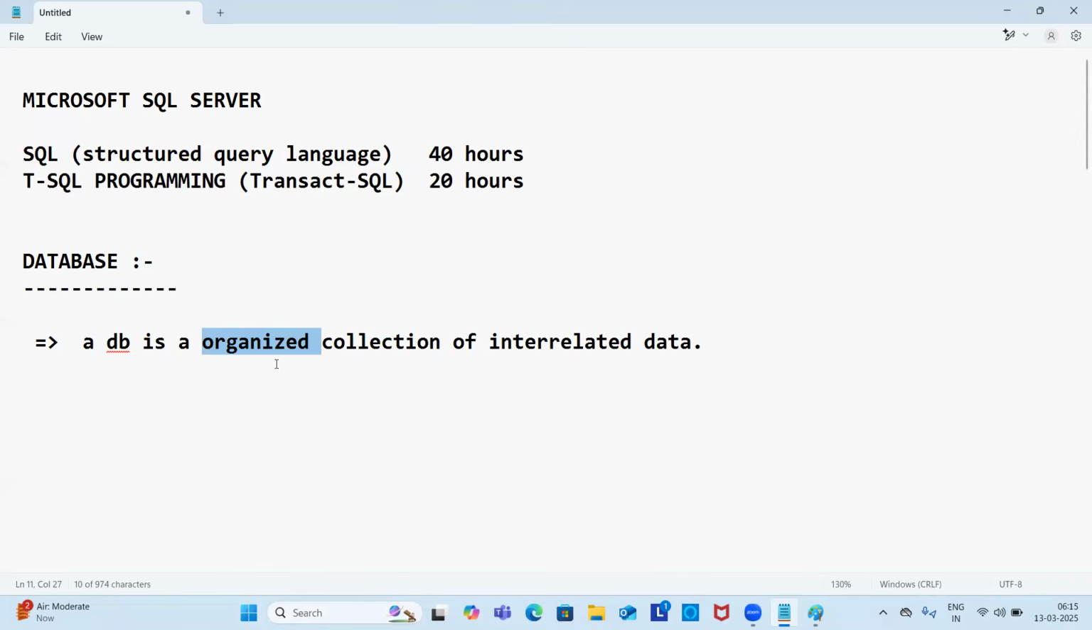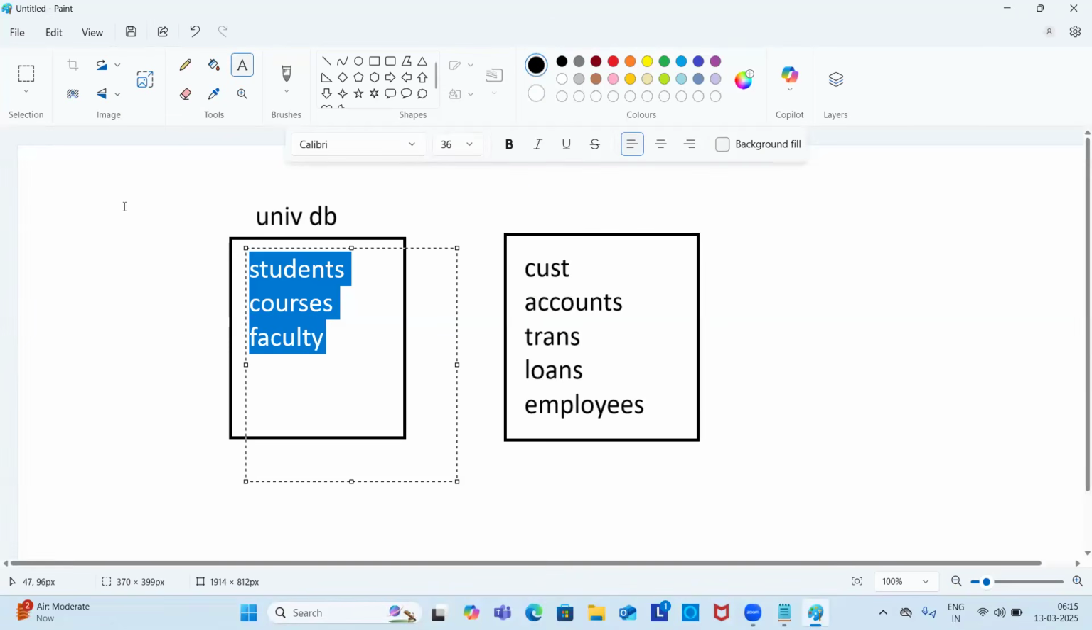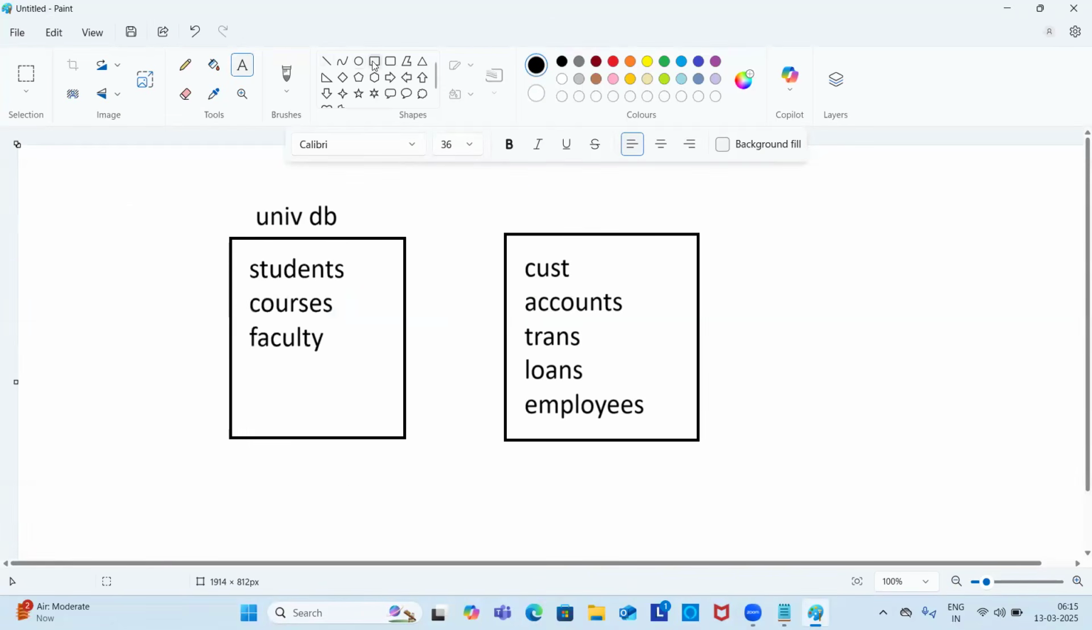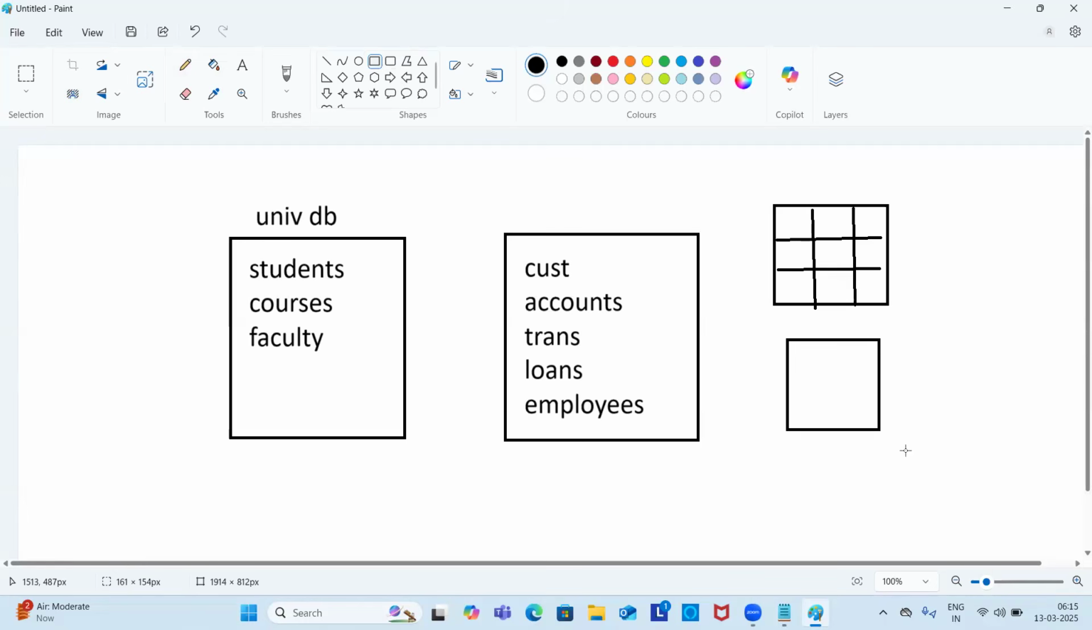But what structure do databases use? Most databases use a structure called the table structure. So inside the database, the data is organized by using tables. Customer data is stored in one table, the customers table. Accounts data is stored in one table, the accounts table. Transactions data is stored in one table, the transactions table. So the data is stored in different tables.